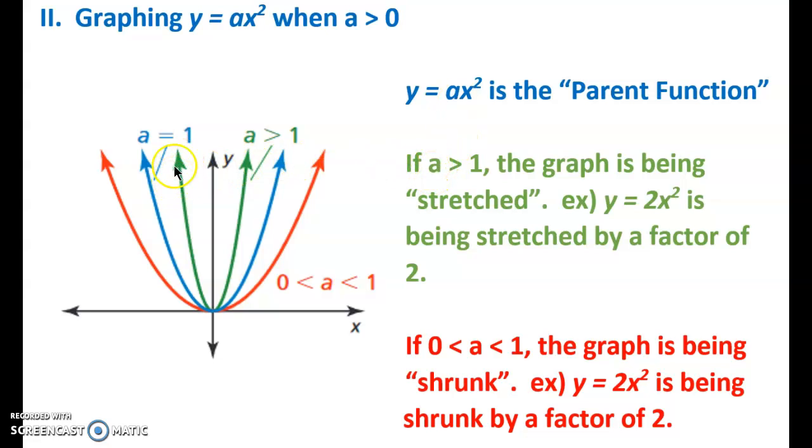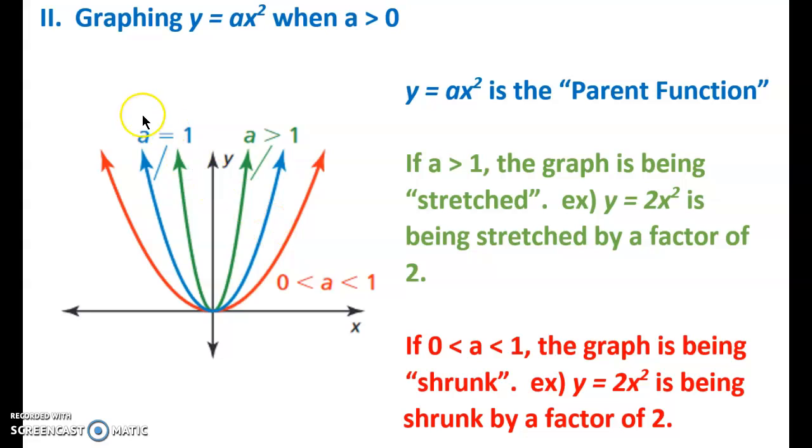So look at the green right here. It looks much more narrow, and that is because a is greater than 1. So if you have that situation, a is greater than 1, the graph is being stretched. As an example, if I put a 2 there, that would be a stretched graph. It might look like this, and we would say it's being stretched by a factor of 2. So it's a factor of whatever this number is right here. If that was a 3, it would be a factor of 3, and it would be even more narrow.